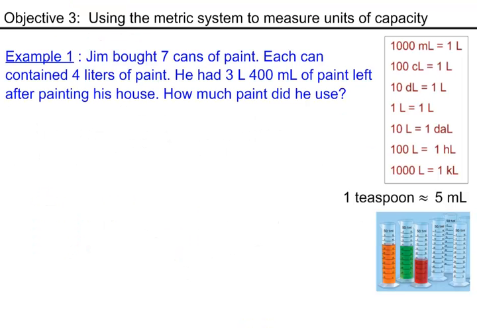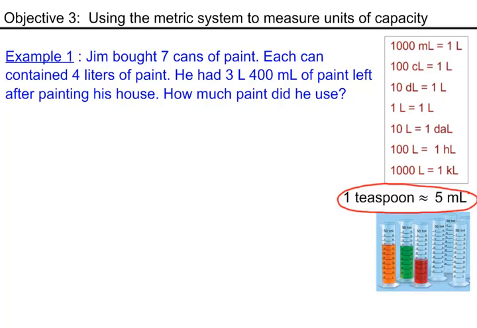Now we're going to go to capacity. Capacity deals with volume, really. And with the metric system, a lot of people struggle with how big is a milliliter? Well, if I look right here, which I'm circling, I don't know how many of you are familiar with teaspoons, but a teaspoon is actually very, very close to 5 milliliters. And so if you ever give a kid medicine and it says 1 teaspoon, it's actually 5 milliliters.